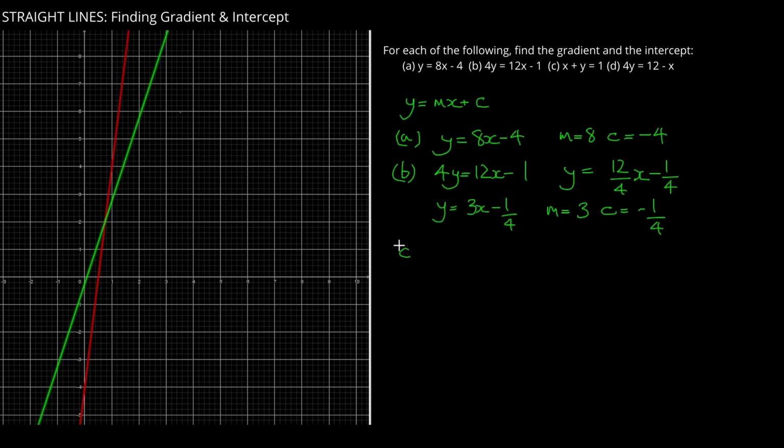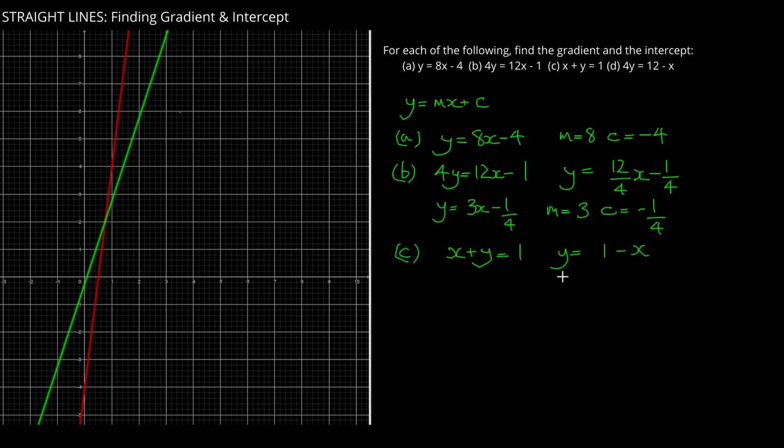Okay, let's have a look at C. Well, again, it's not quite in the form y equals mx plus c. We must have y on its own. So we've got to get rid of this x here and pop it onto the other side by subtracting x from both sides. So we get y is equal to 1 minus x. The x effectively has hopped sides and changed its sign.